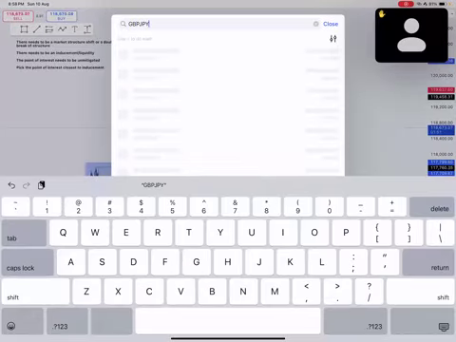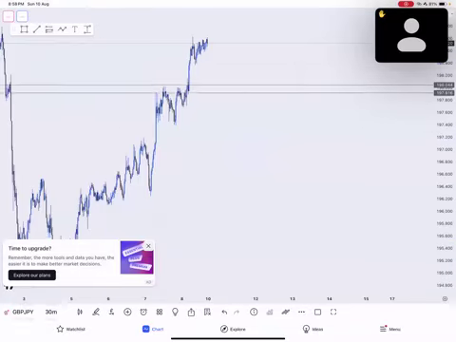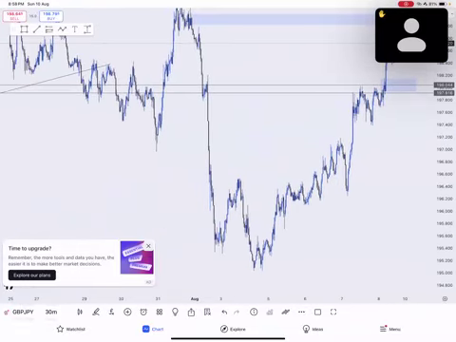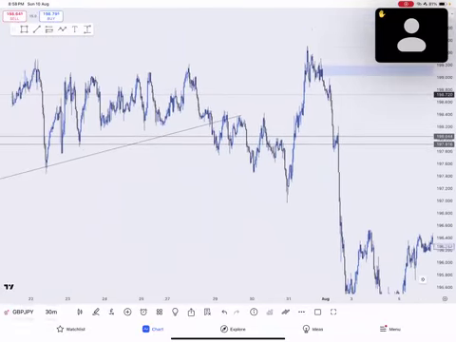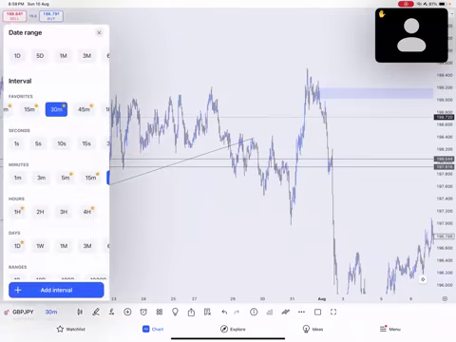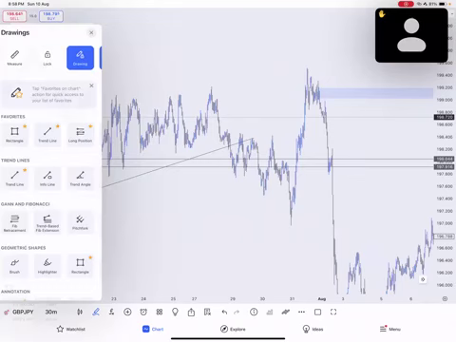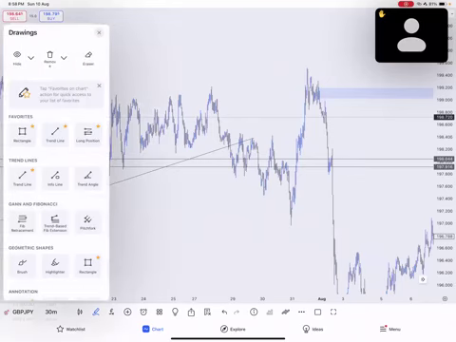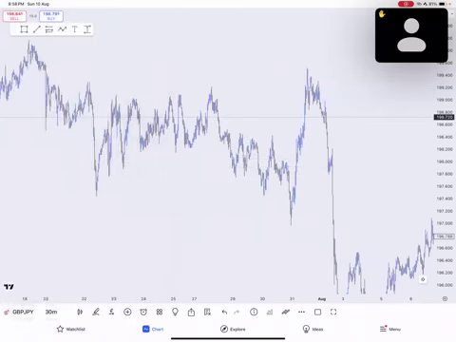GBPJPY on the 45 minutes time frame. Okay. So there, you just go forward a little bit, please. I'm coming. I want to clear this thing.